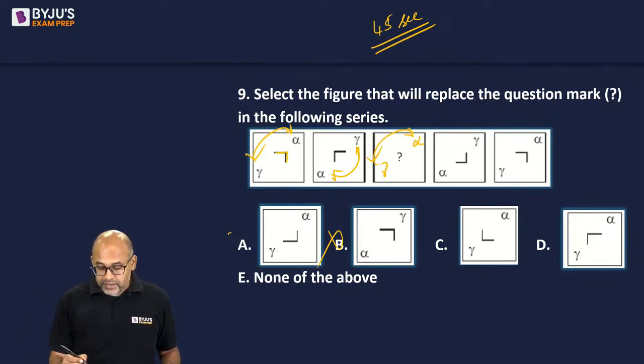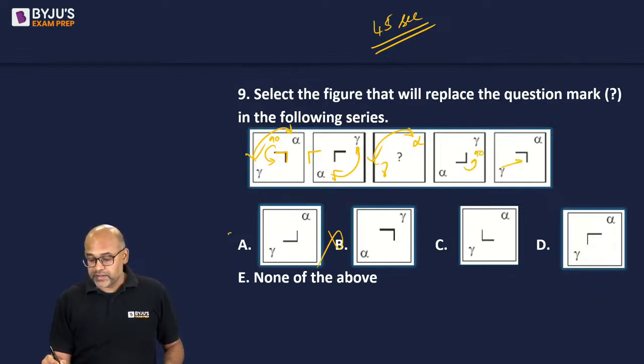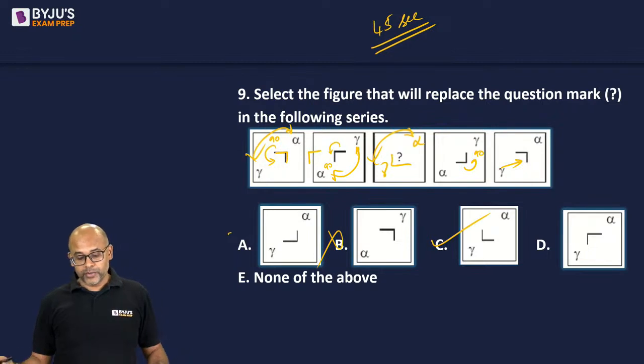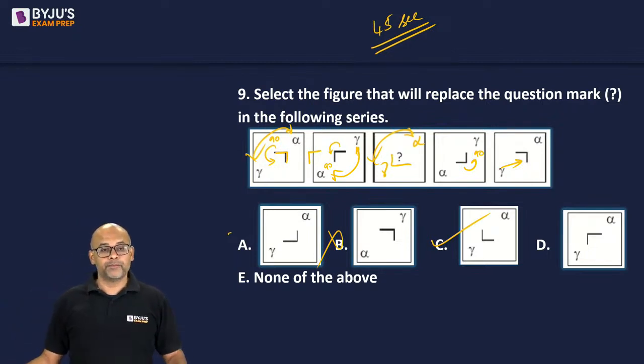Now this mirror image, or rather if you say rotation by 90 degrees, rotating by 90 degrees, you will get this. Now if you notice this rotate by 90 degrees, you will get this. So this also should be rotated by 90 degrees. So if you're rotating this by 90 degrees, you will get an L. So the L is over here, so that is going to be option number C.